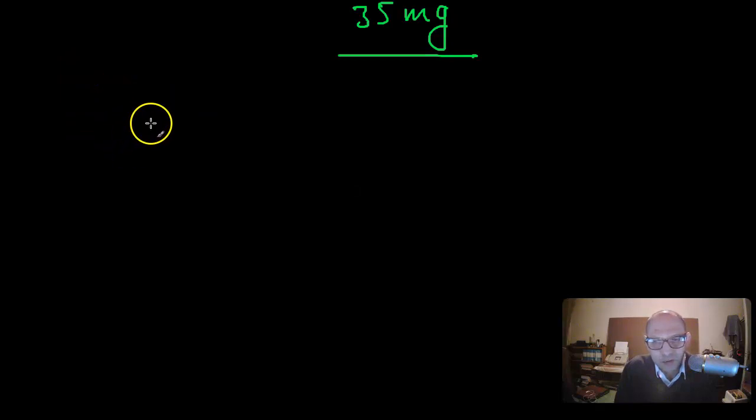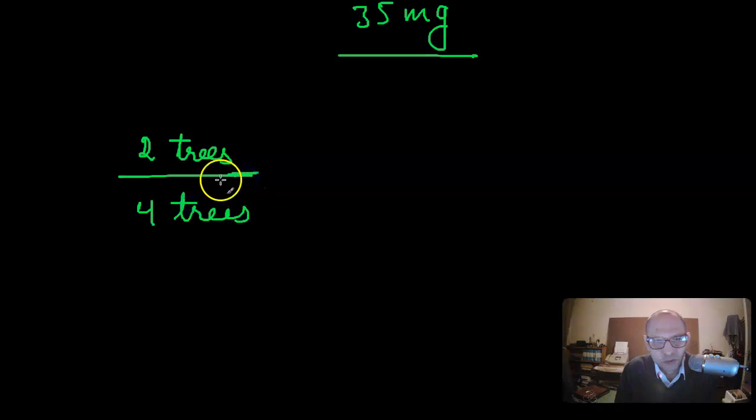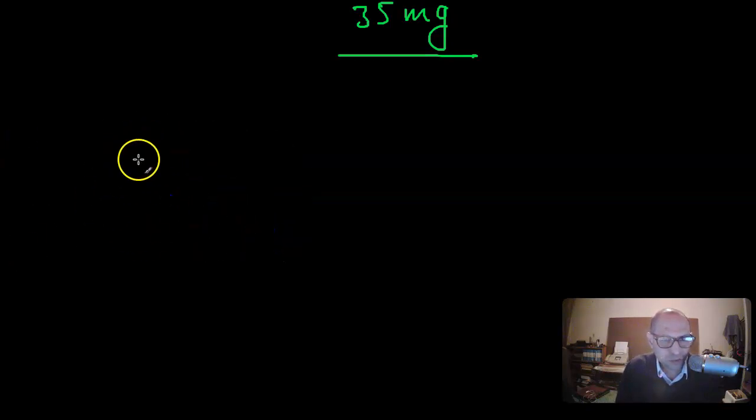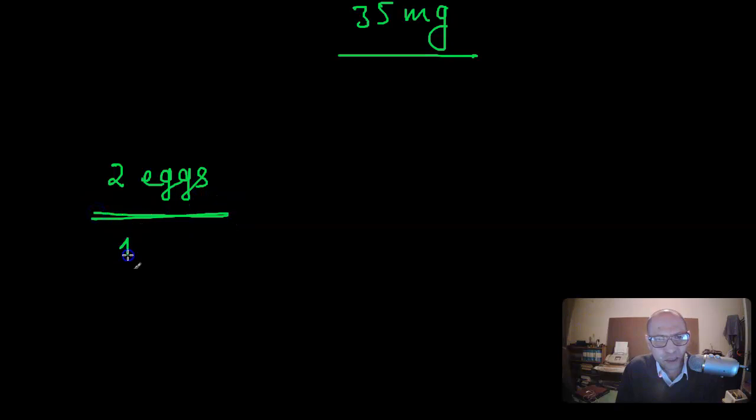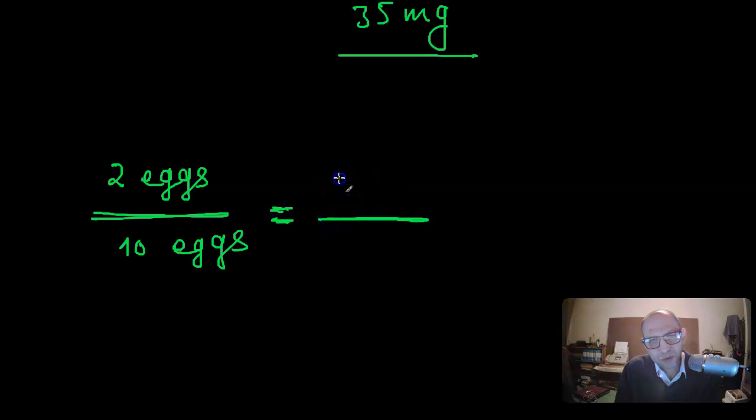Now, suppose that I have, for example, two eggs, and you have 10 eggs. What that means is that the number of eggs that you have is five times the number of eggs that I have, right? Two eggs to 10 eggs. That's essentially the same as, for example, five oranges.